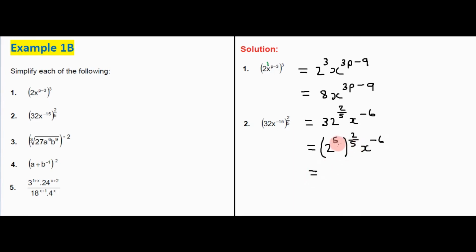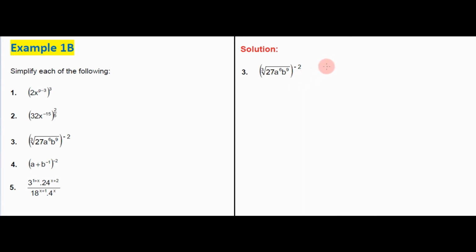We can multiply the powers here, and the 5's cancel. So we have 2 squared x to the negative 6. And 2 squared, of course, is 4. We can also take the x to the negative 6 into the denominator as x to the positive 6.